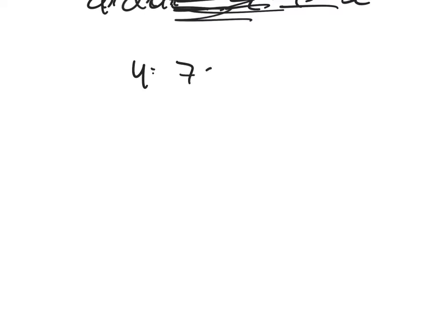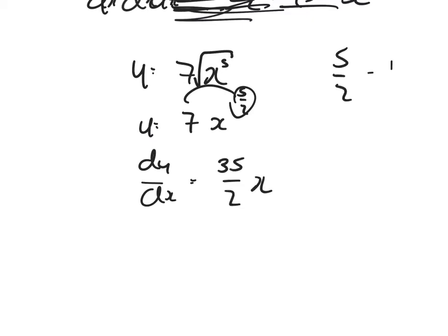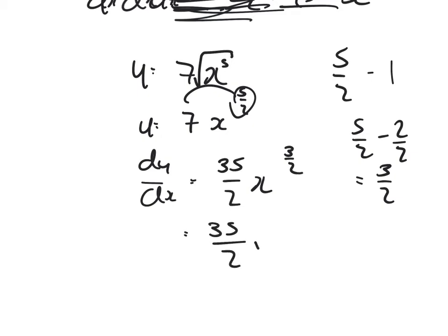Okay, so let's try 7 lots of the square root of x to the power 5. So that will be 7 lots of x to the 5 over 2. 5 halves times 7 is 35 halves. X to the power, what's 5 over 2 take away 1, 5 over 2 take away 2 over 2, which is 3 over 2. I can then reintroduce the root symbol, so that's going to be the square root of x cubed.